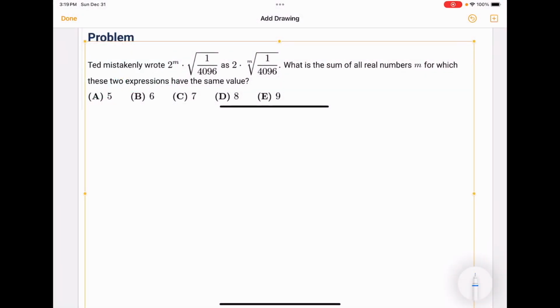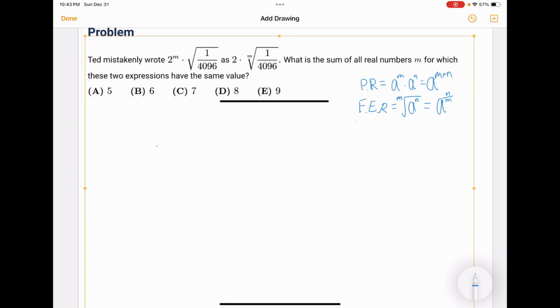The problem states, Ted mistakenly wrote 2 to the mth power times the square root of 1 over 4096 as 2 times the mth root of 1 over 4096. What is the sum of all real numbers m for which these two expressions have the same value?